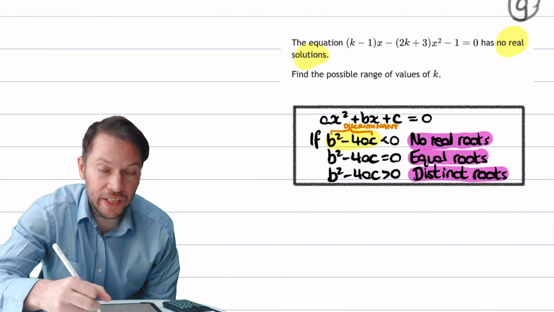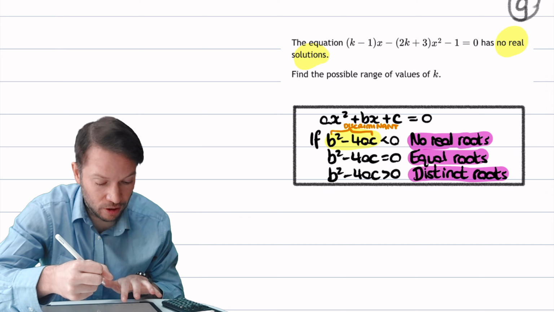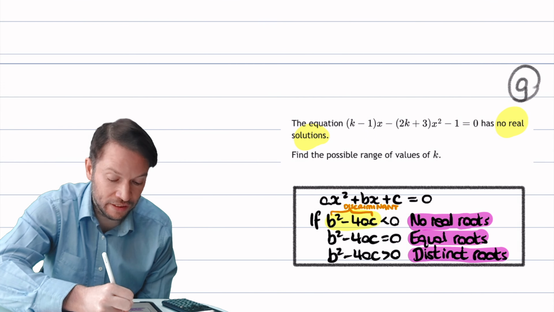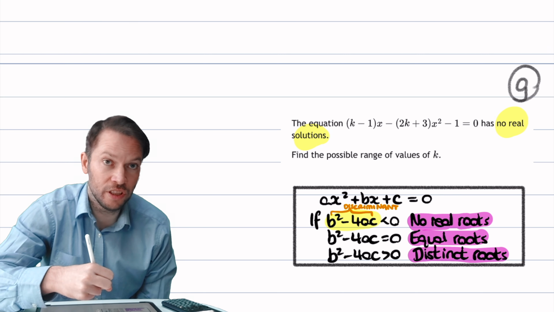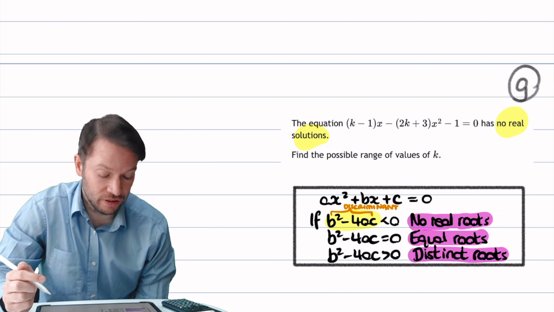Hi, in this video, we're going to try to find the value of a constant in a quadratic equation. So in this case, k is the constant in this quadratic equation, whereas x is the variable. And we're told it has no real solutions. Now, we use something called the discriminant to reason about the number of solutions for a quadratic.